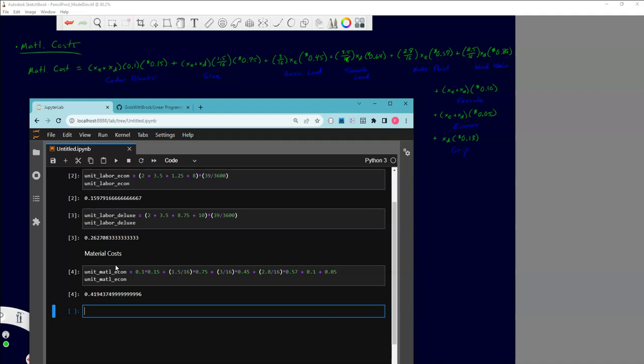And now we'll do the same thing for the deluxe pencil. So it starts off the same, 0.1 times 0.15 coming from the cedar blanks. The glue will be the same as well. Now we skip the basic lead and this time use the smooth lead.